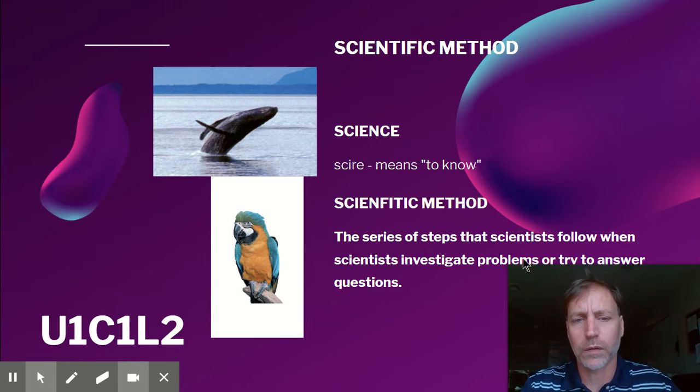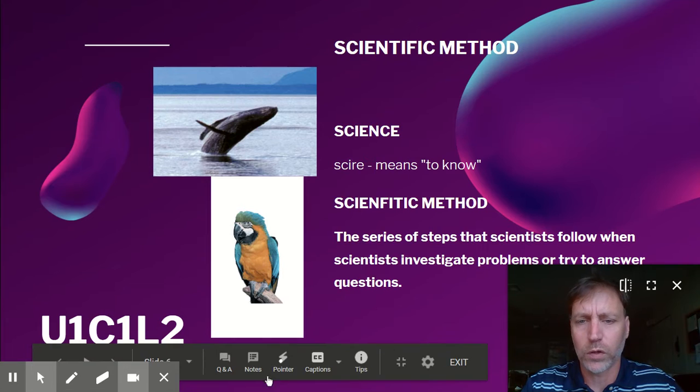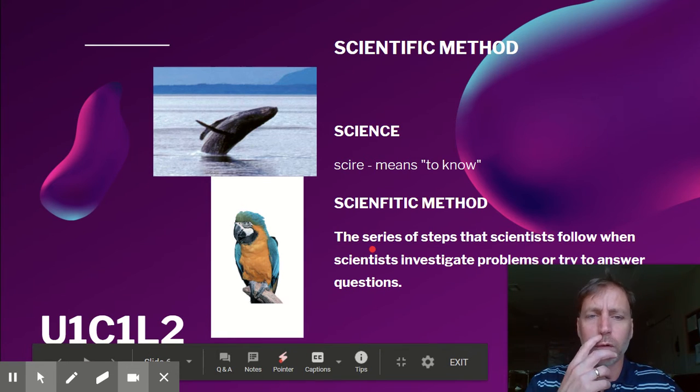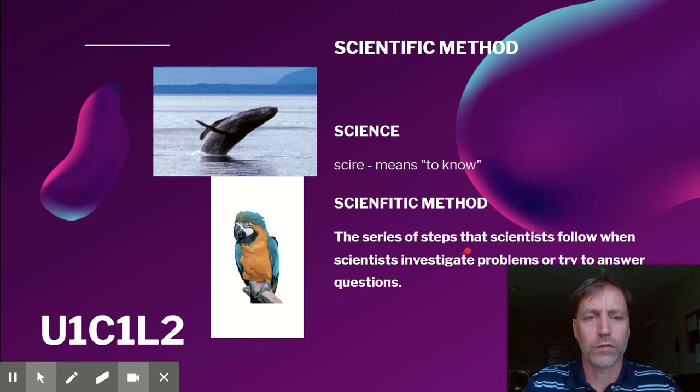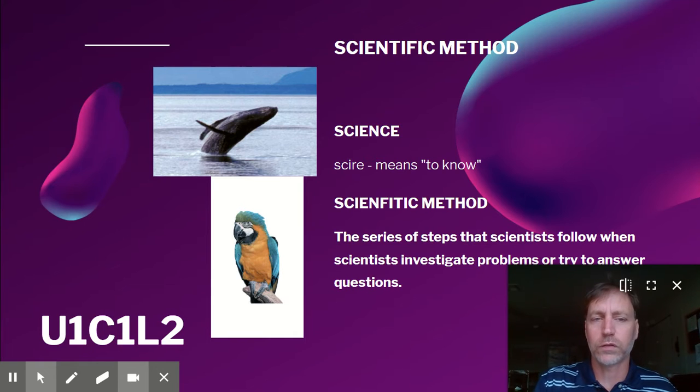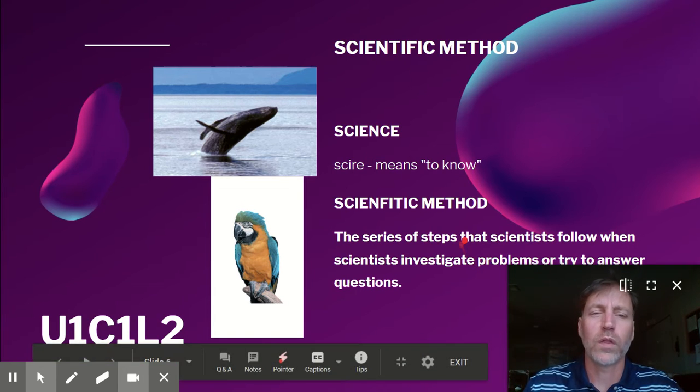So the scientific method, as described here in your textbook, is a series of steps that scientists follow when they investigate problems or try to answer questions. These are a series of logical steps that usually go in a certain order, sometimes, but not always, so that scientists can then understand or try to solve problems.